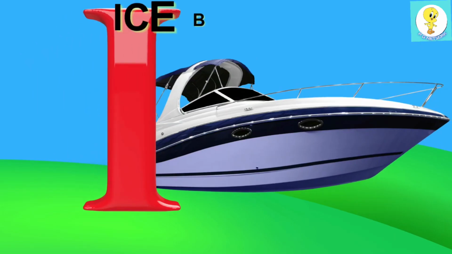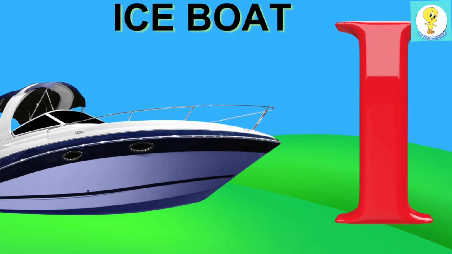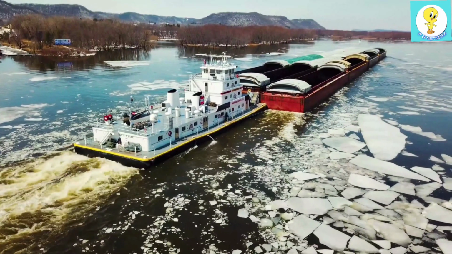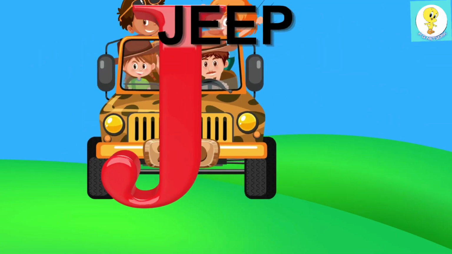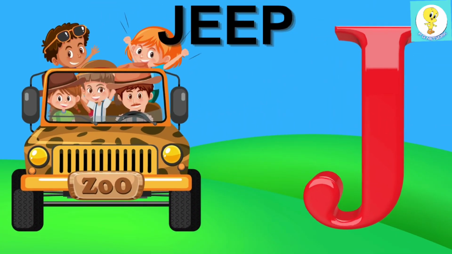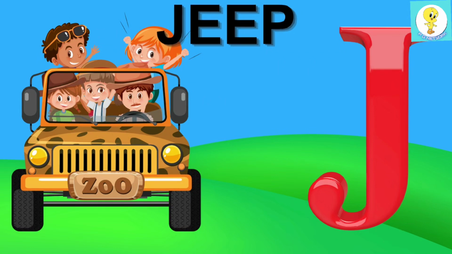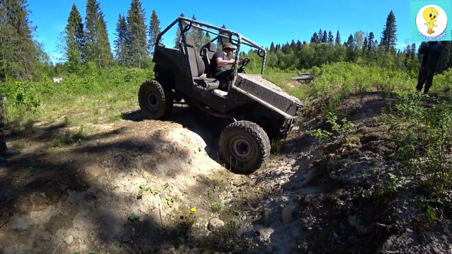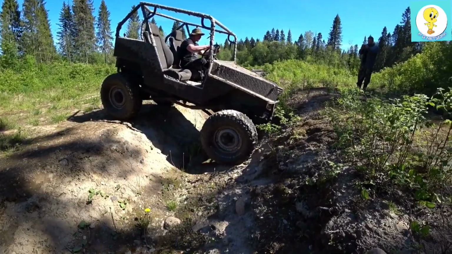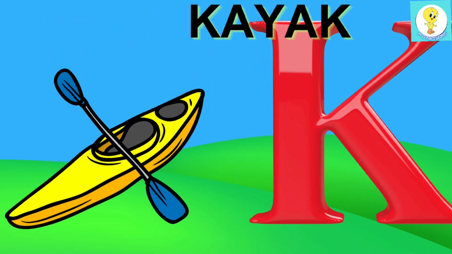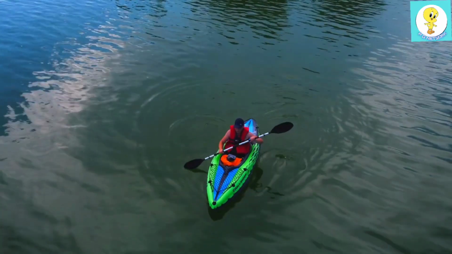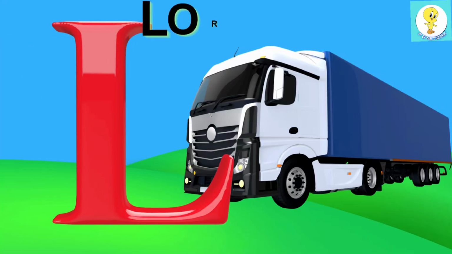I is for ice boat. I, i, ice boat. J is for jeep. J, j, jeep. K is for kayak. K, k, kayak.